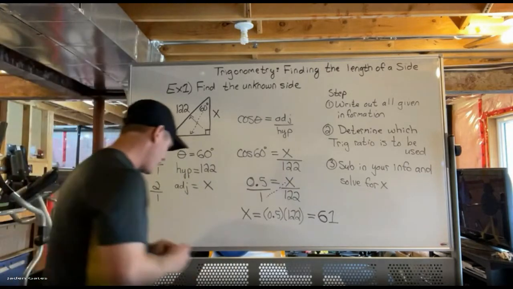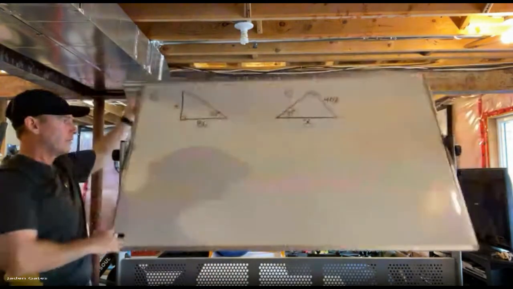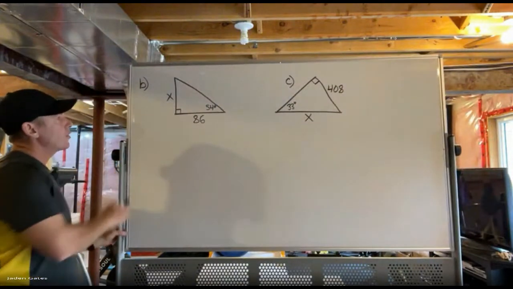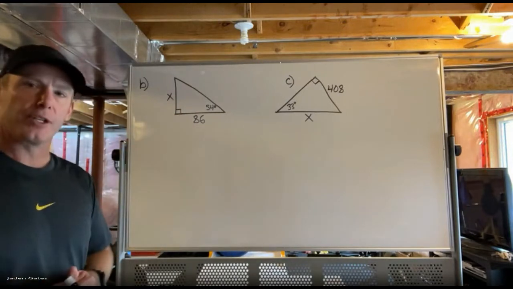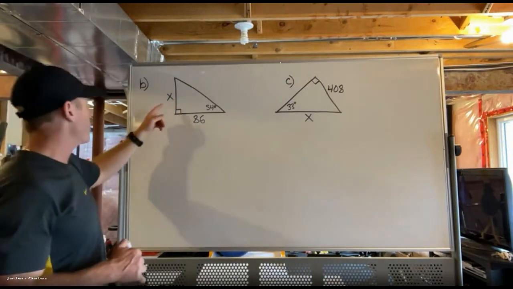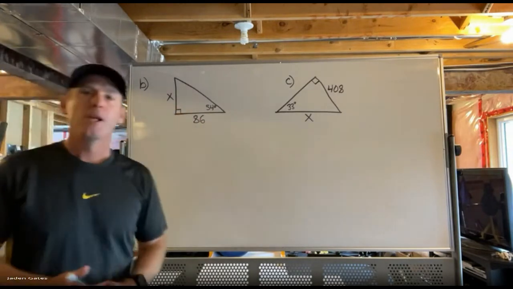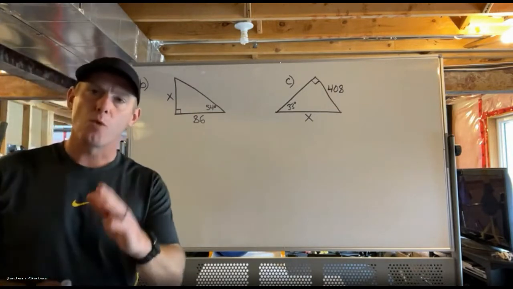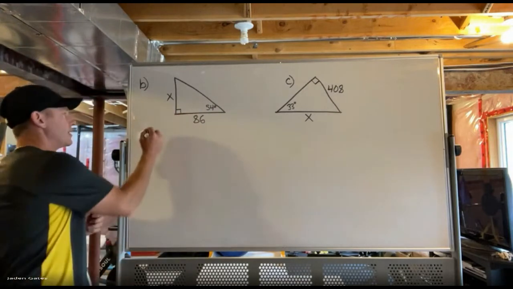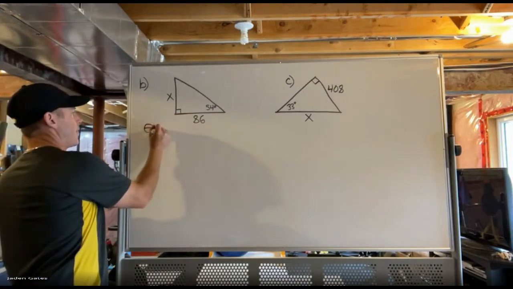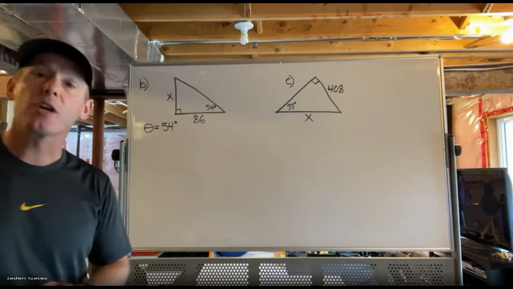All right, so now I'm going to try a couple more here. We get to B. I have, again, a right angle triangle, which we have to have because it's basic trigonometry. And I have x, 86, and an angle 54. So again, I'm going to follow my first step: write out all the given information. What do I got here? I got 3 things. The easiest one is the angle. Theta is 54 degrees.